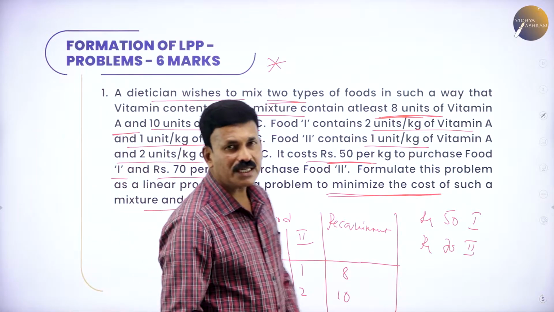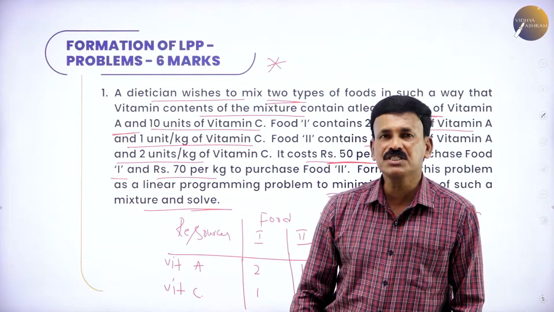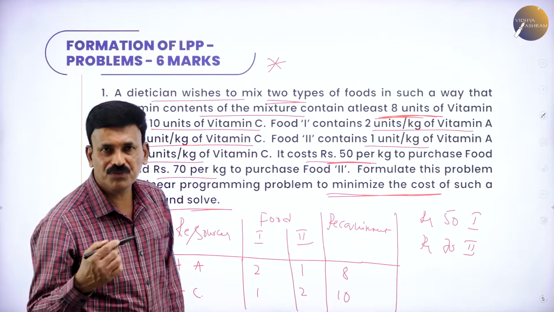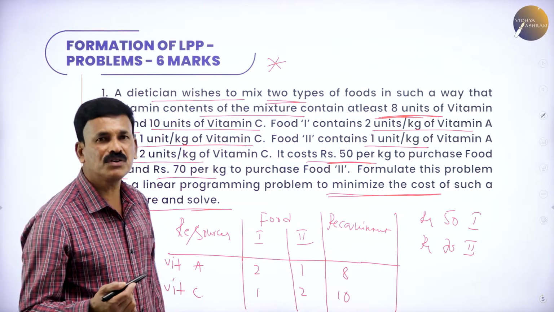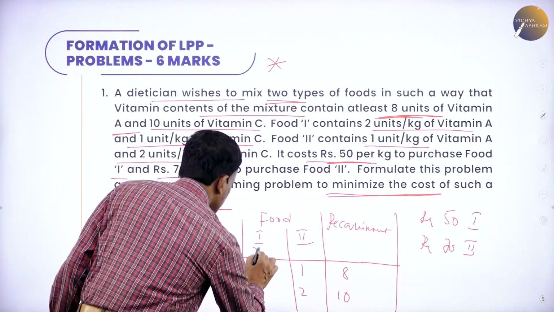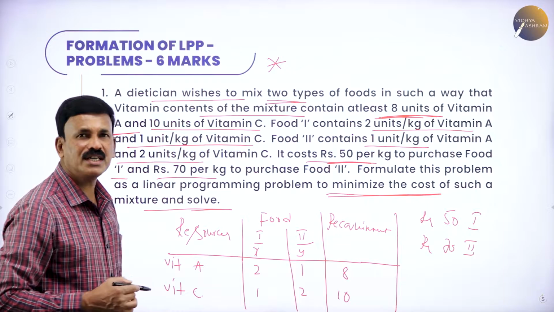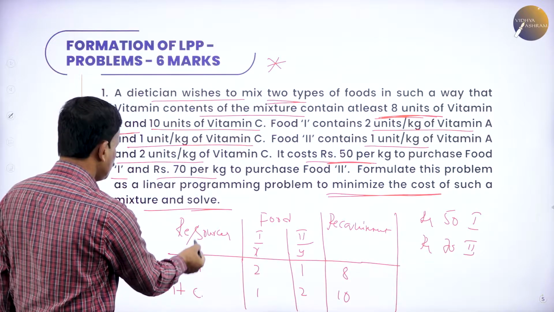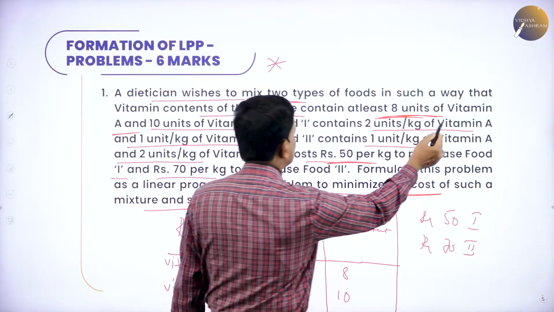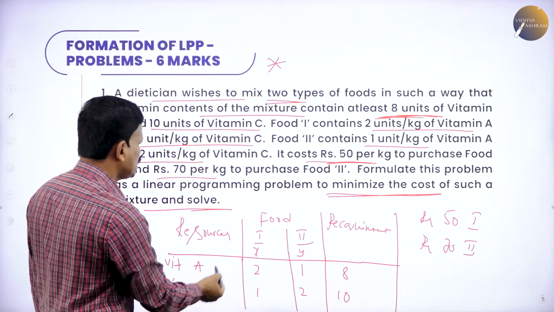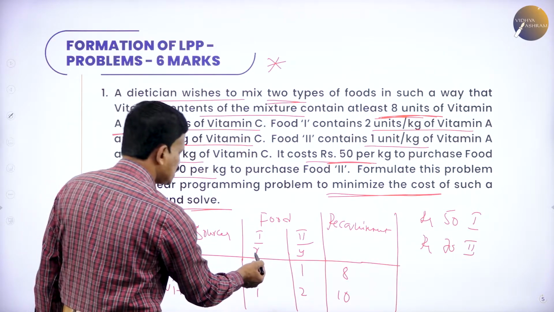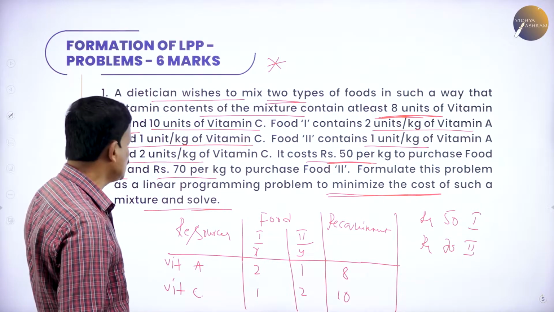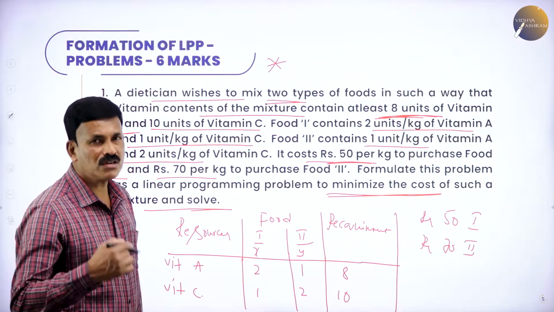First of all, let us define the decision variables. Let the decision variables be X and Y for food 1 and food 2. Then the resources are vitamin A and vitamin C; the first type of food is X and the second type of food is Y, and the requirement is 8 for vitamin A and 10 for vitamin C. Now let us formulate this.